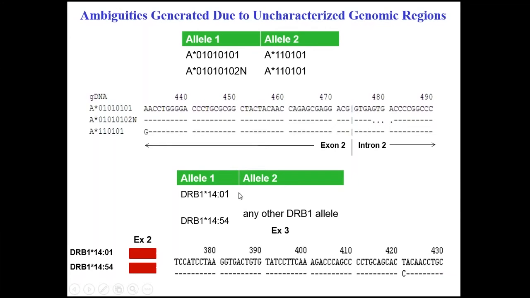Another type of problem, particularly with class 2, is the absence of sequences of exon 3. We used to characterize exon 2, not exon 3, but exon 3, as you can see in this example, depending on polymorphisms in exon 3, like in this position here, you can have a 1401 or 1454. Therefore, that was another ambiguity due to lack of complete characterization of the gene, and there are myriads of examples of this scenario.